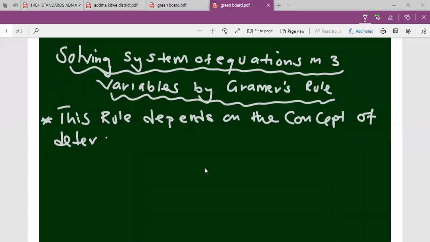Okay, welcome to this presentation where we want to see how we can solve systems of equations in three variables by Cramer's rule. So if you have been looking for a video that can help you solve such equations, this is the right video for you. Now, to start with, you need to know that this rule depends on the concept of determinants. All right? So you need to know how to find the determinants of a 3 by 3 matrix, in short.